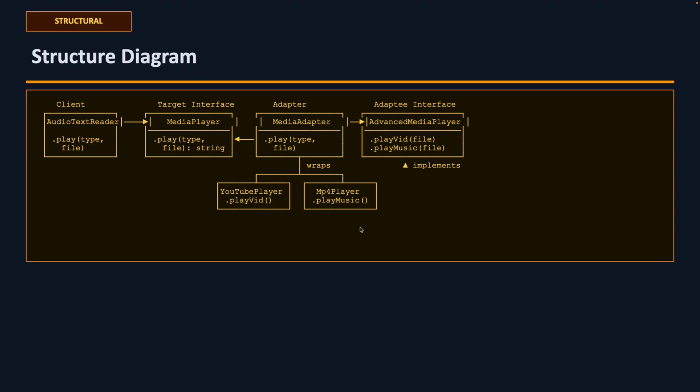In our demo, the media player class is the target interface. The advanced media player is the adaptee interface. The media player is the adapter, and the audio text reader is the client. Notice that the adapter implements the target, and it holds a reference to the adaptee. It's doing double duty. It speaks the language the client understands, and it knows how to talk to the adaptee.